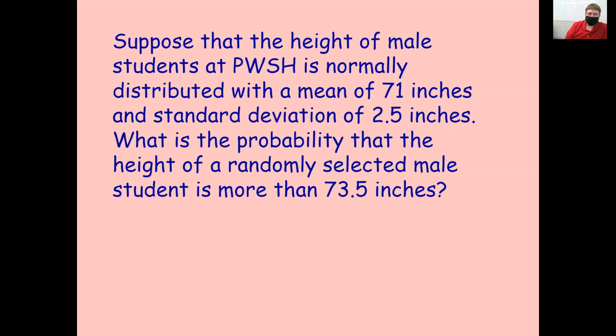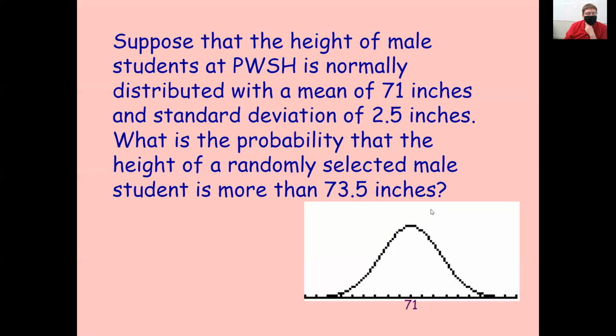So suppose that the height of male students at Plano West Senior High is normally distributed with a mean of 71 inches and a standard deviation of 2.5. What is the probability that the height of a randomly selected male student is more than 73.5 inches? When you see a number that's very specific like this, you're probably going to be using the empirical rule, because these kinds of numbers only come from adding or subtracting the standard deviation exactly by 1, 2, or 3.